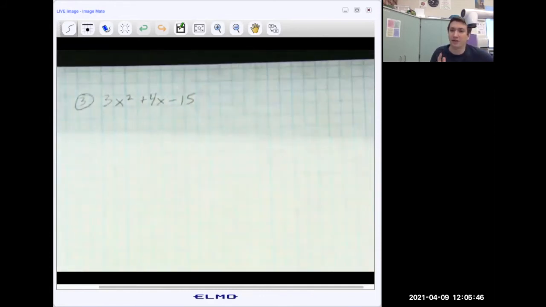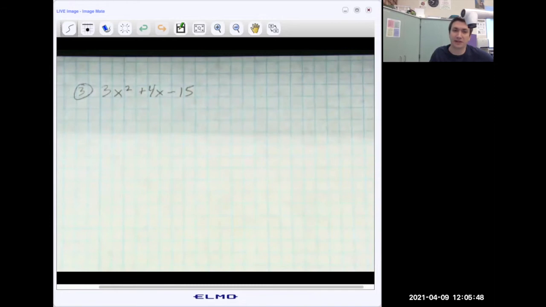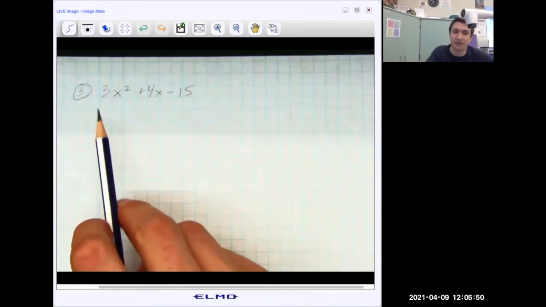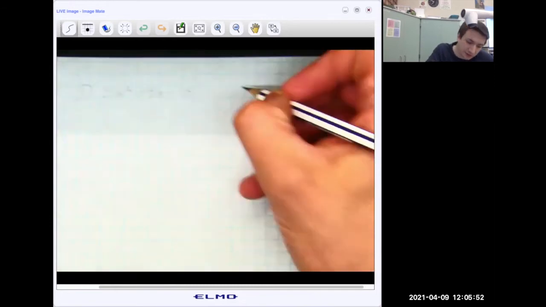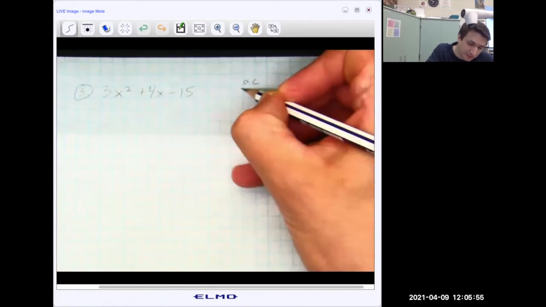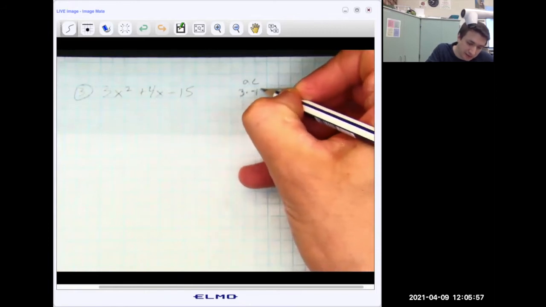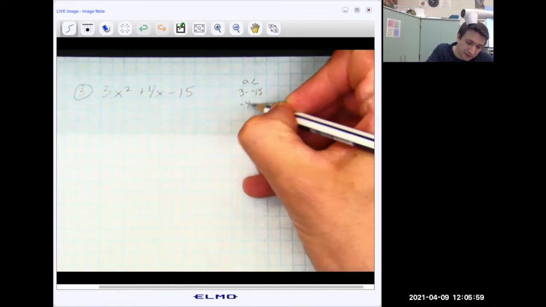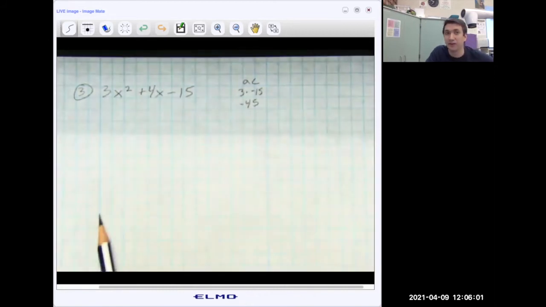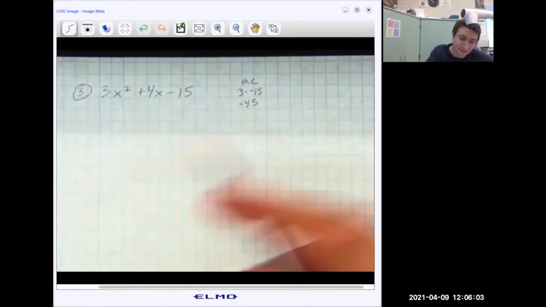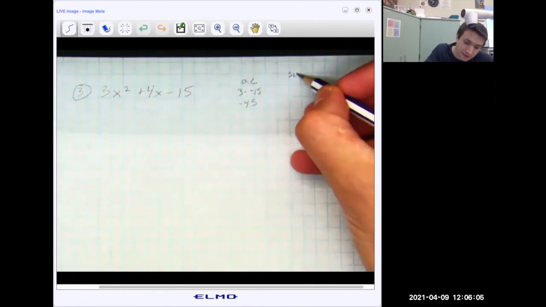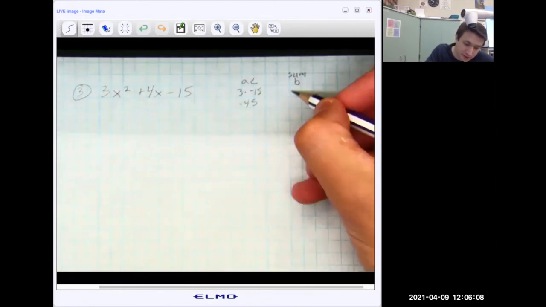So again, I know I'm going to have to use this method because I have a coefficient in front of the x squared that's not a 1. So when I go a times c, I'm going 3 times negative 15. So that gives me negative 45. The one that's different about this example than the others was now we're dealing with some negatives here. All right, and so we want them to sum to be our b term, which would be 4.